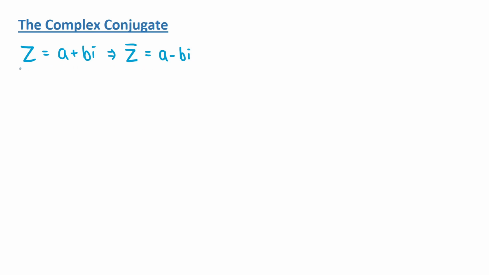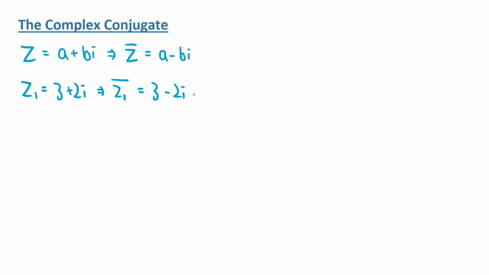Suppose the complex number z equals a plus bi, then the complex conjugate of z, which is written as z bar, with a bar on top of the letter z, equals a minus bi. To find the complex conjugate of a complex number, you need to keep the real part the same and invert the sign before the imaginary part. So for example, if we have the complex number z1 equals 3 plus 2i, then z1 bar, which is the complex conjugate of z1, is equal to 3 minus 2i.